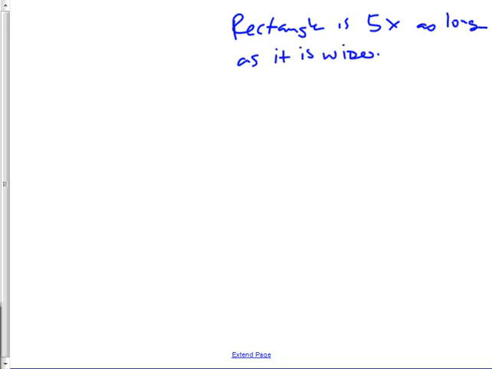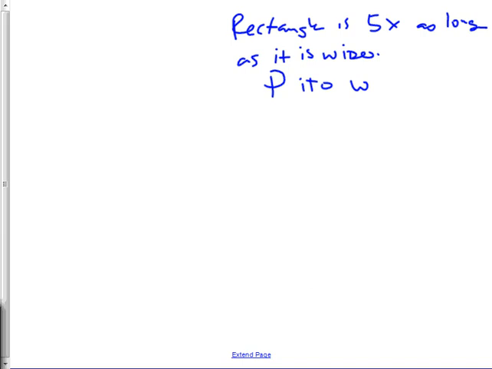Okay, a rectangle is 5 times as long as it is wide. Make a sketch. I want to know the perimeter in terms of the width. Perimeter in terms of width. All right, I'll pause for a second. Let me try that one.